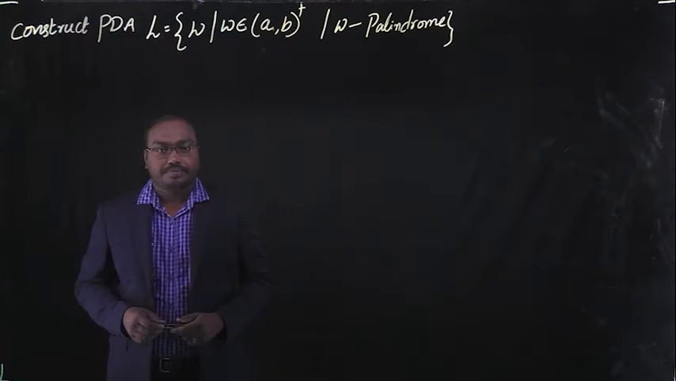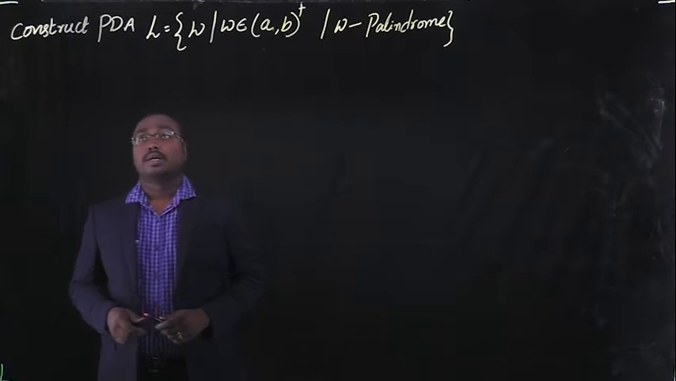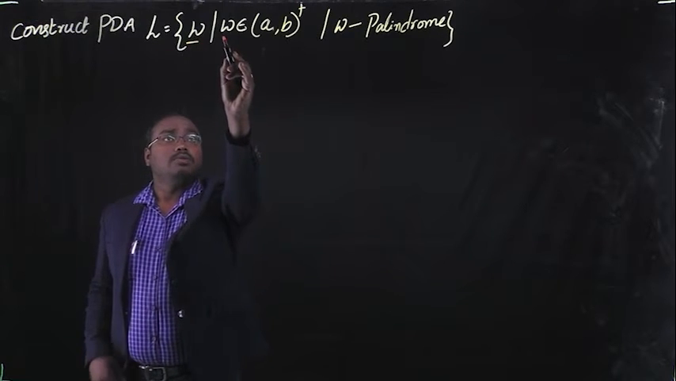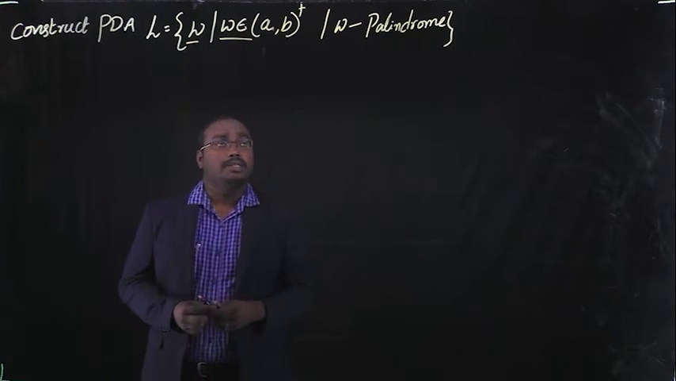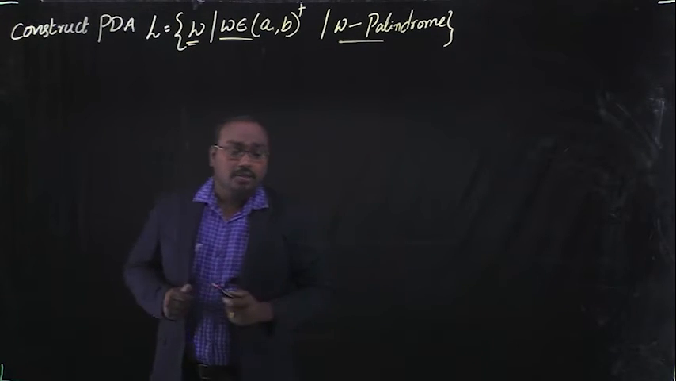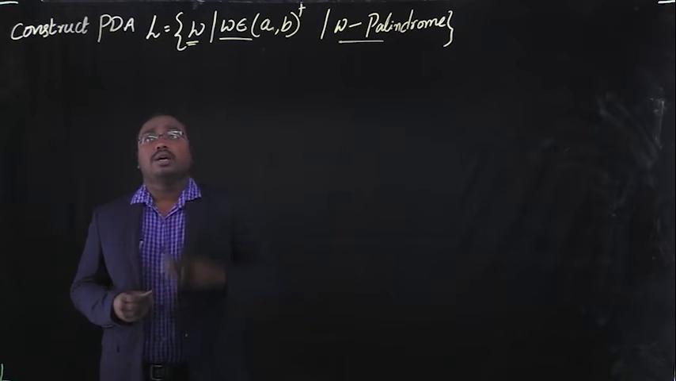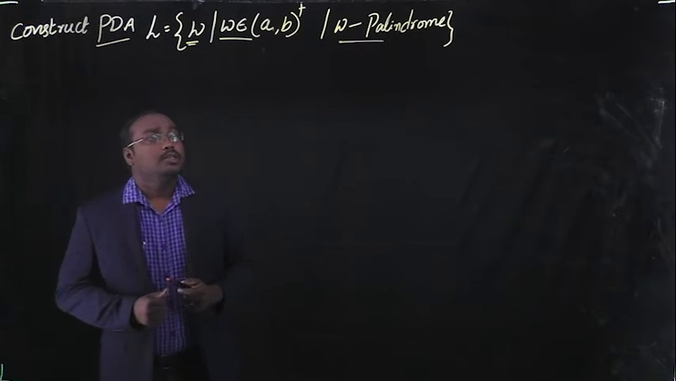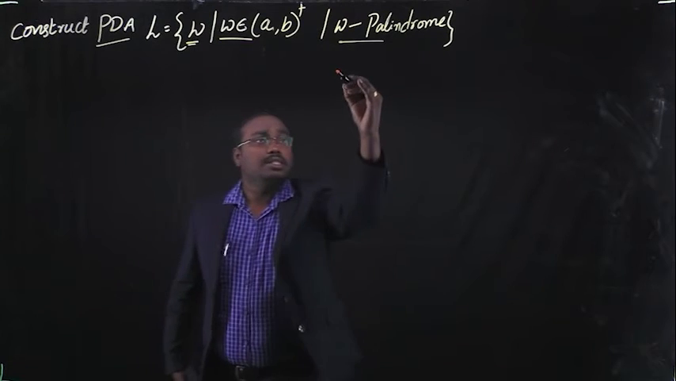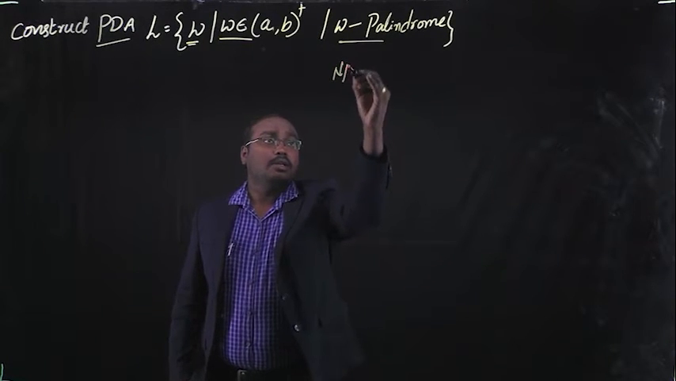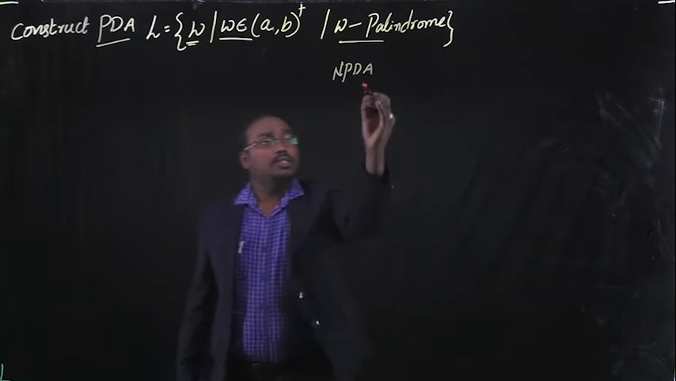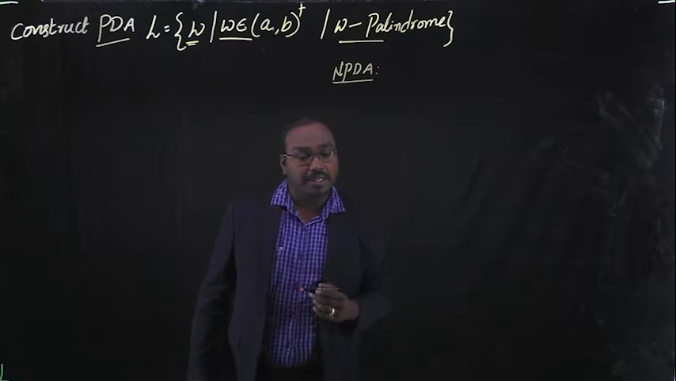Okay, the next problem: construct a PDA for the language L equal to W, where W belongs to {A, B}+. Here W is a palindrome string. For this problem we have to construct a PDA, and for solving it we are using a non-deterministic pushdown automaton. Why are we using an NPDA, a non-deterministic PDA, for this problem?